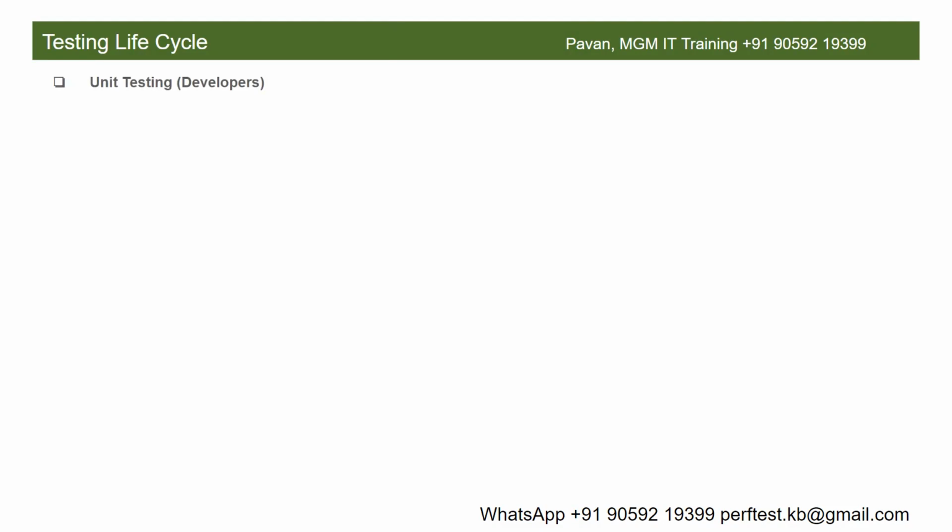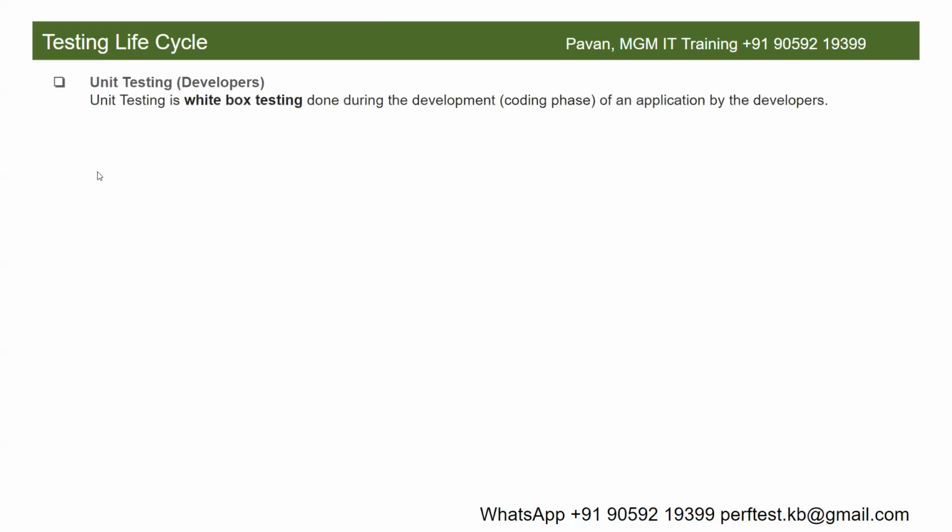Unit testing is also popularly called white box testing, right? We'll discuss why it is called white box testing. Unit testing is white box testing done by the developers during the development, meaning the coding phase, of an application. And what is the general meaning of unit? Single. Right. So the general meaning of unit is a small piece of something.